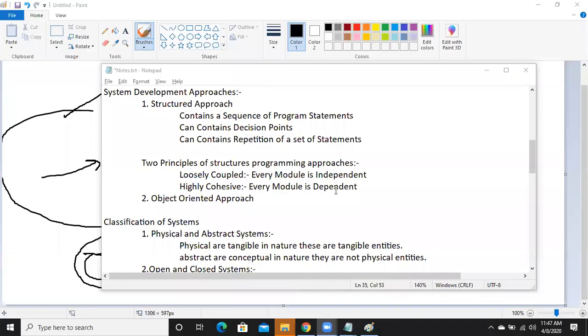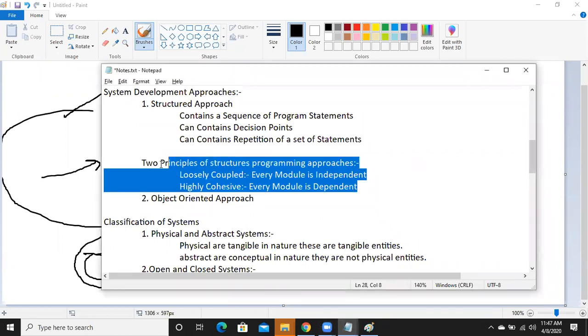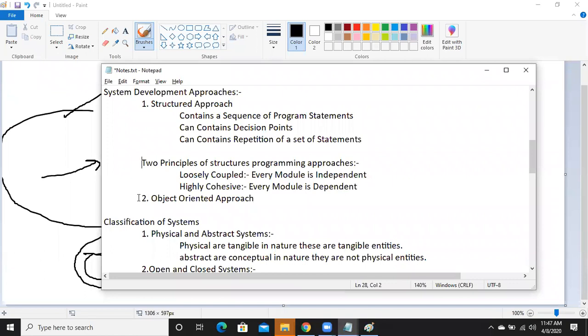Yes, so we were discussing the principles of the structured approach, where we have two principles: loosely coupled and highly cohesive. We have discussed this so far. So let's move to our next approach, which is the object-oriented approach.